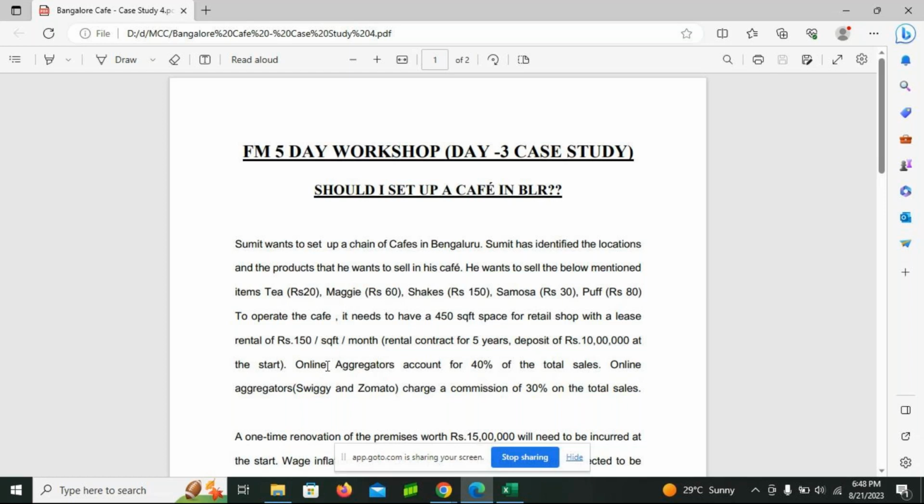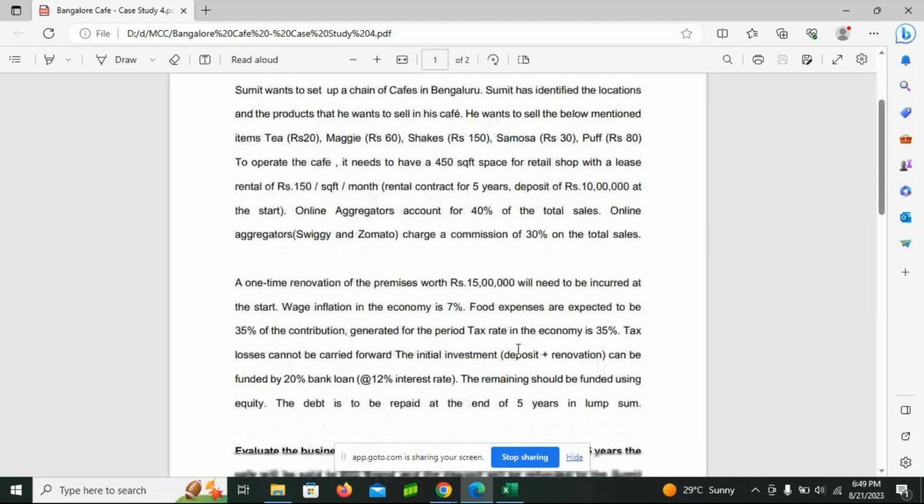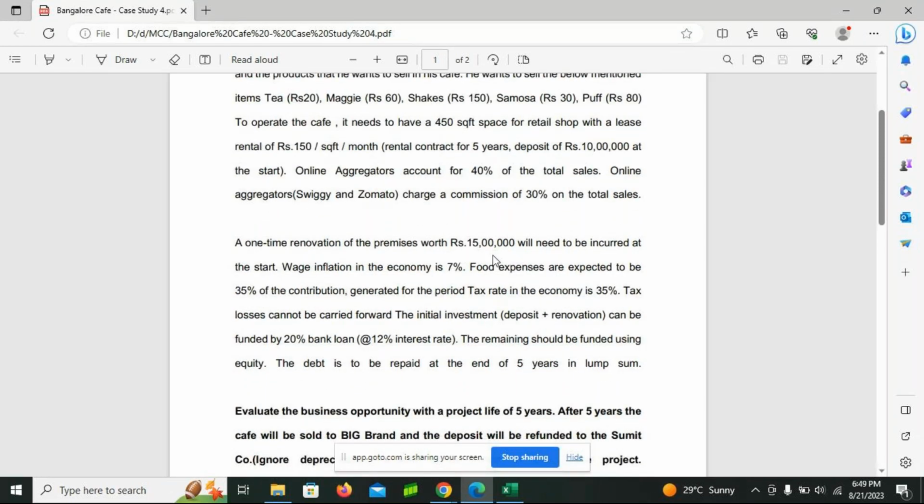On top of it, he's going to give online aggregators 40% of the total sales. So out of 100%, 60% is expected to be sold in the cafe and 40% is planned to go to online aggregators like Swiggy and Zomato. The charge of commission is 30% on the total sales. A one-time renovation of the premises worth rupees 15 lakh will need to be incurred at the start.